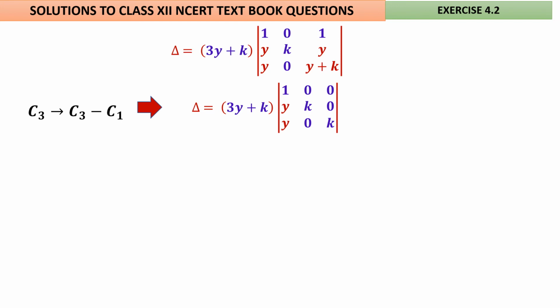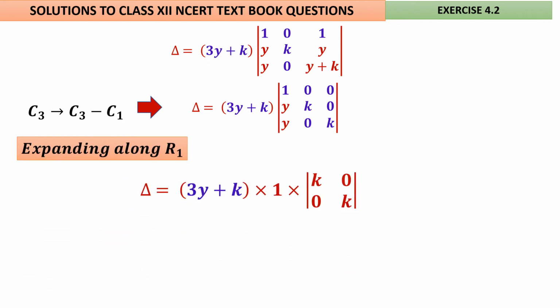Now very quickly you can expand it with respect to row number 1. Therefore 1 multiplied by the determinant k 0, 0 k, you know that is k square minus 0. Therefore it is k square, you got the answer. Very simple question, but remember that we are having a look at the right hand side. You need 3y plus k outside. In that direction, when you do the row operations or column operations and take the common term outside, then expand, you will get the answer.